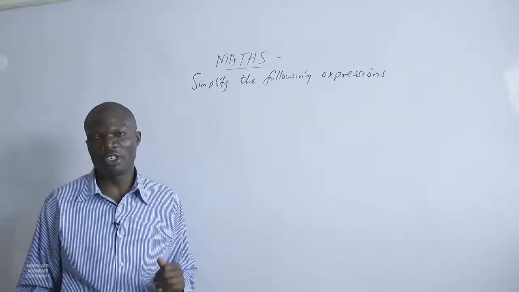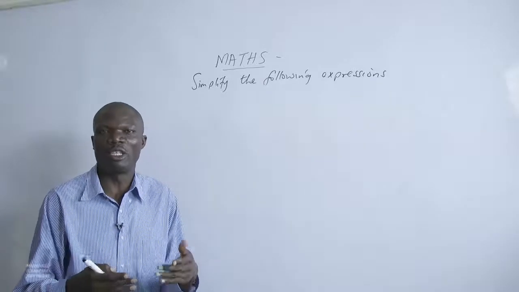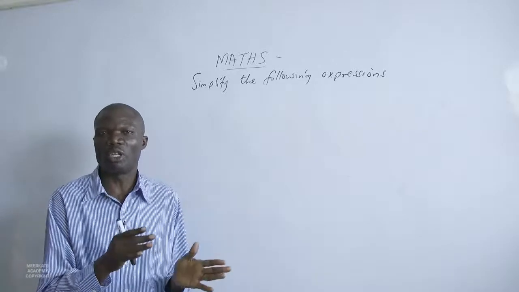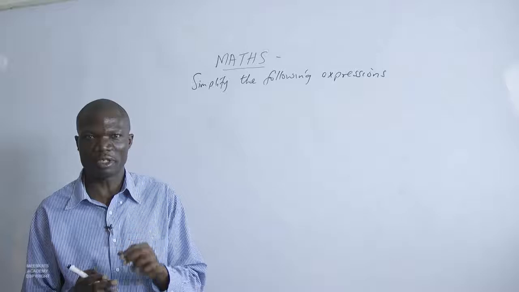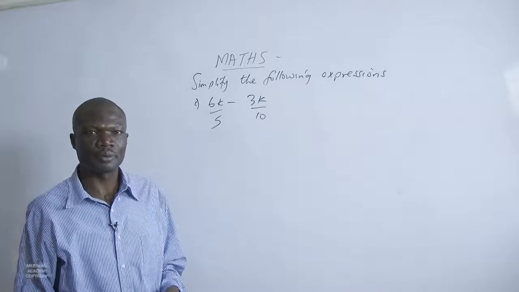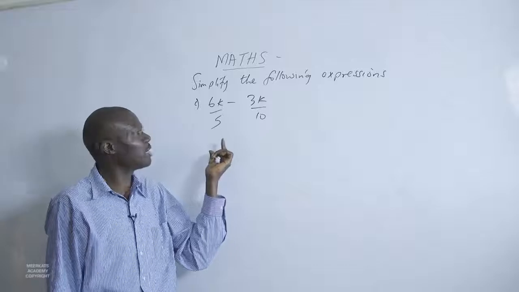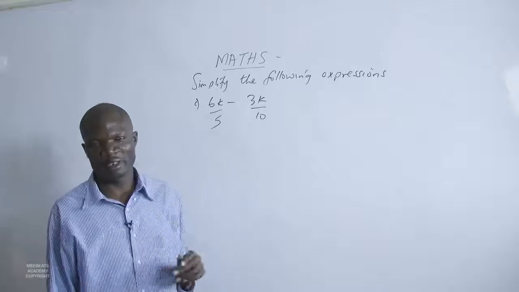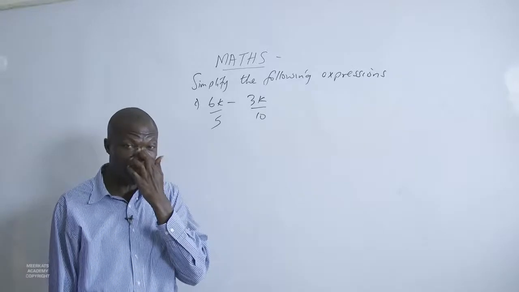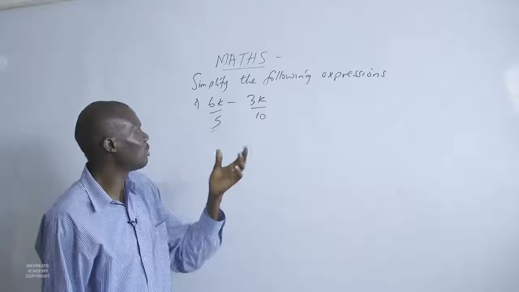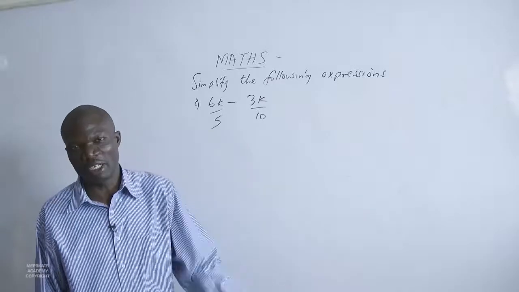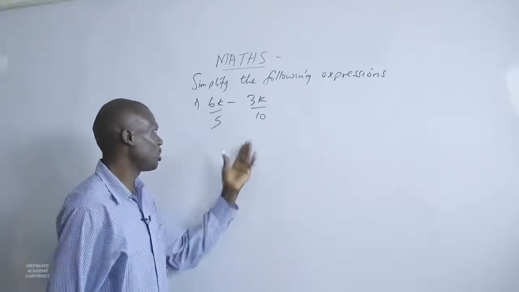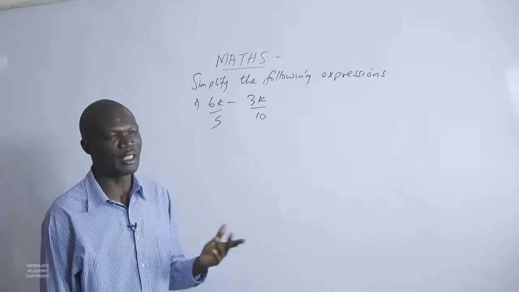So we have seen addition of algebraic fractions with the same denominators, and addition of algebraic fractions with different denominators. Now let us look at subtraction. Simplify this: 6k over 5 minus 3k over 10. By now you should be able to find the least common denominator without going the long way of listing all the multiples. You should be able to just see it easily.